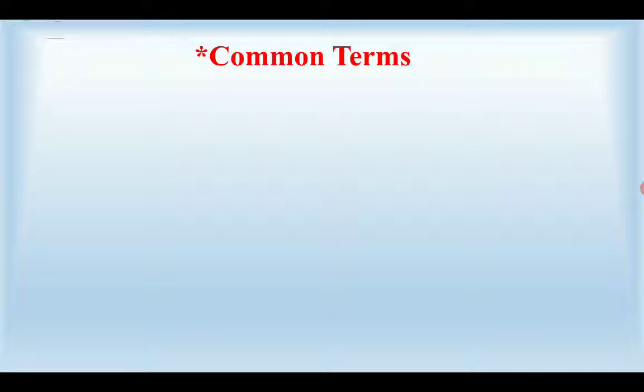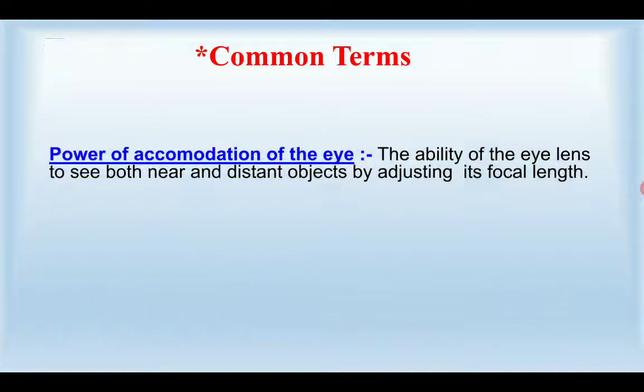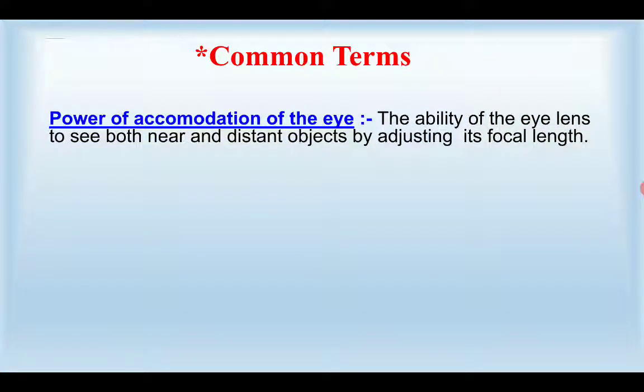So the common terms are: number one, the power of accommodation. As we had already discussed, what is this power of accommodation? Basically, the power of accommodation of the eye lens is the ability of the eye lens to see both near and distant objects by adjusting its focal length.